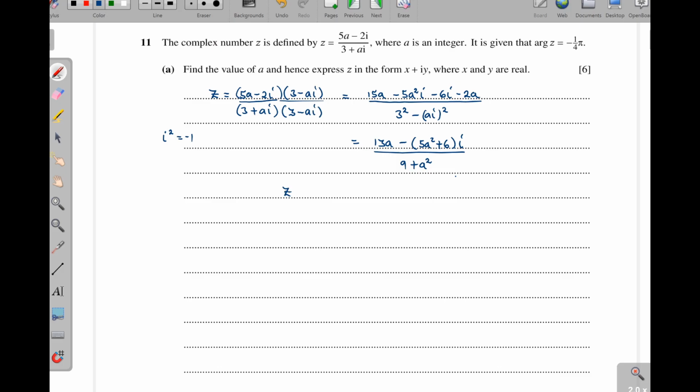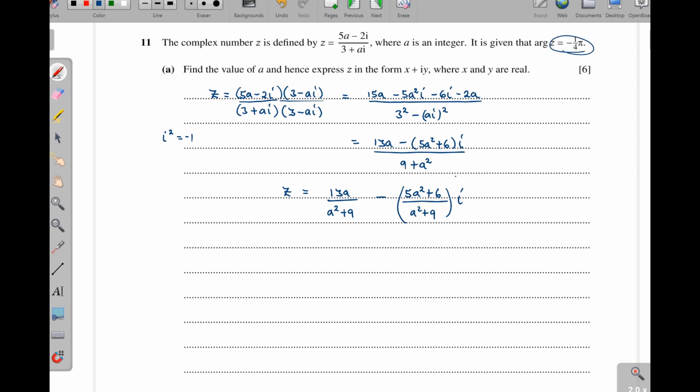So meaning our z is going to be equal to, I can write it in this format, x plus iy. So the real part is going to be this 13a, then we divide by this denominator here, which I can write as a squared plus 9, or 9 plus a squared, whatever. Then the imaginary part is this one here, so I put minus, then this is 5a squared plus 6, then we divide by a squared plus 9, this one here, then i. You see that?